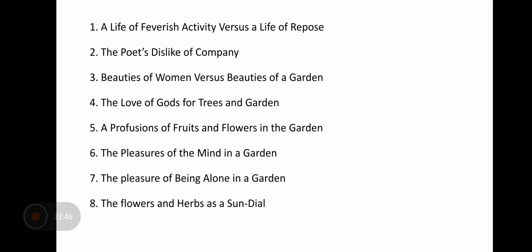And then the poet also gives a reference to the sundial. Finally, he says he admires the pattern formed by the flowers and herbs in one part of the garden. The gardener has made the flowers and herbs grow in such a manner that they serve the purpose of a sundial. The mild rays of the sun filtering through the leaves of the trees fall on the sundial and enable bees as well as human beings to know how the time is passing and what the time of the day is. So, this is one of the very famous poems.